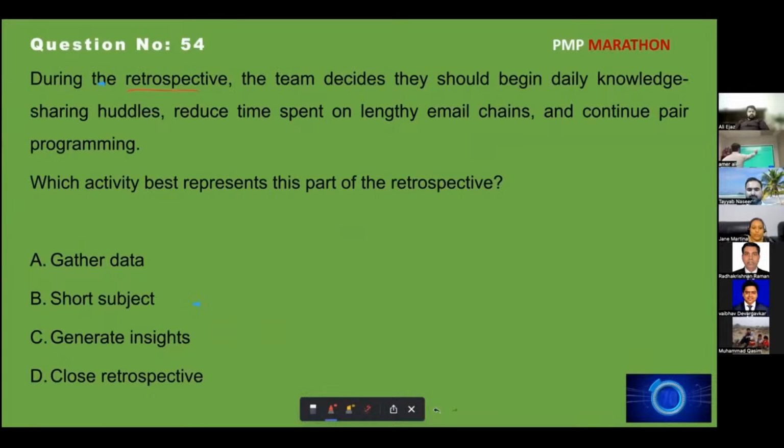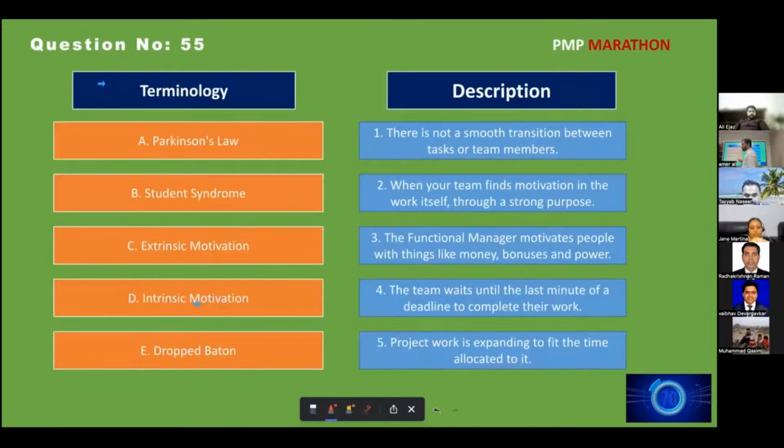During a retrospective, the team decided they should begin daily knowledge sharing and reduce time spent on lengthy meetings. What activity describes that? Set the stage? Close the retrospective does not happen that way. Gather data, we just get it. Generate insights: this comes under generate insights, how we can improve. We already discussed this. Next time make sure only one of these question types is there; if there are more, we will remove them. This comes the third time.